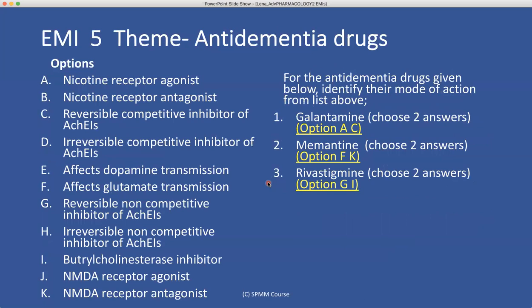For rivastigmine, you have to choose G, which is reversible non-competitive inhibition. In that way, it's similar to donepezil. Plus, you should also choose butyrylcholinesterase inhibition because it's a dual action agent.